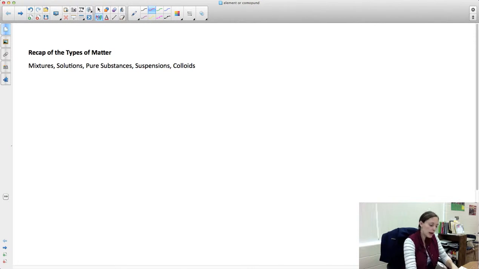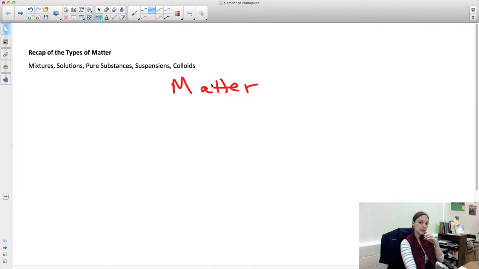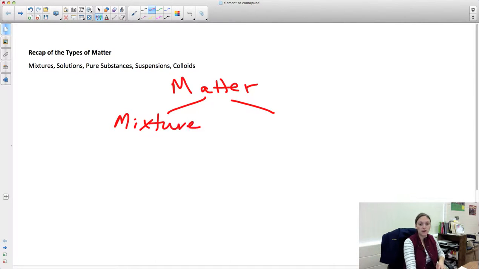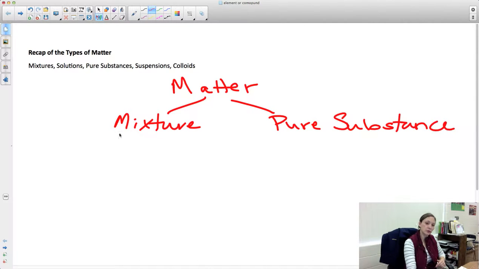Alright, we have matter at the top, and matter can be divided up into one of two different ways. Okay, you either have a mixture or you have a pure substance. And we have pretty much focused on the mixture side. And so when we look at mixtures, if we remember back, there are two types of mixtures. We either have heterogeneous mixtures or we have homogeneous mixtures.